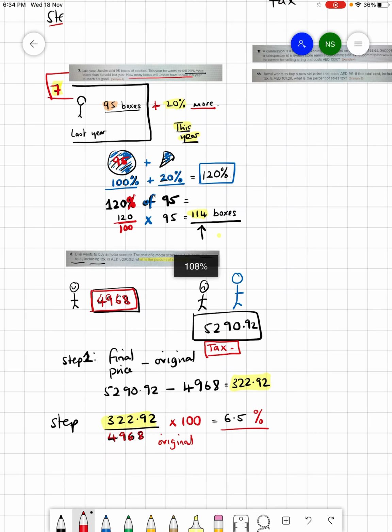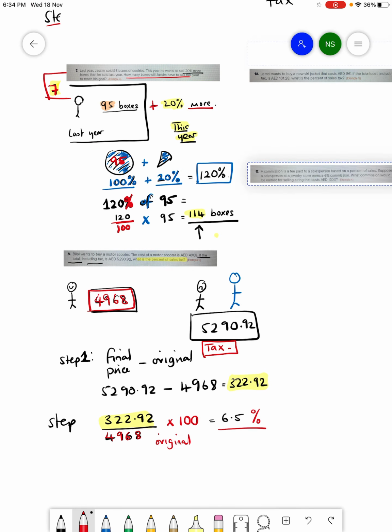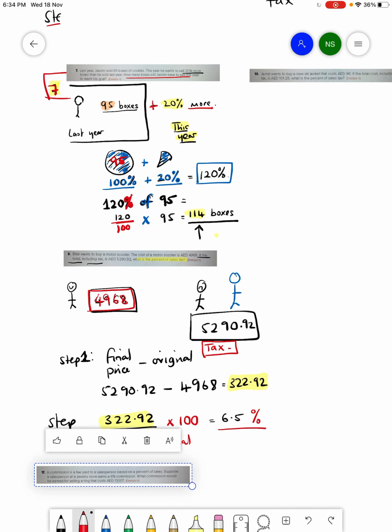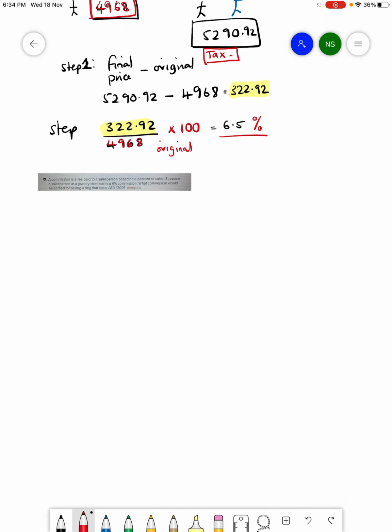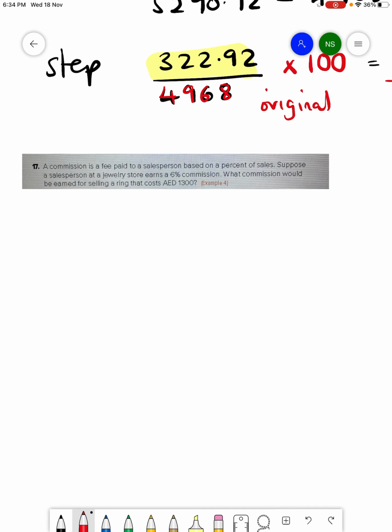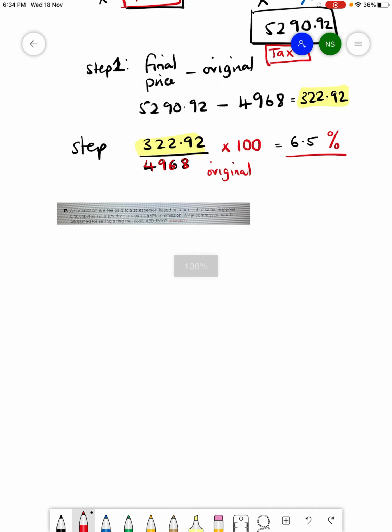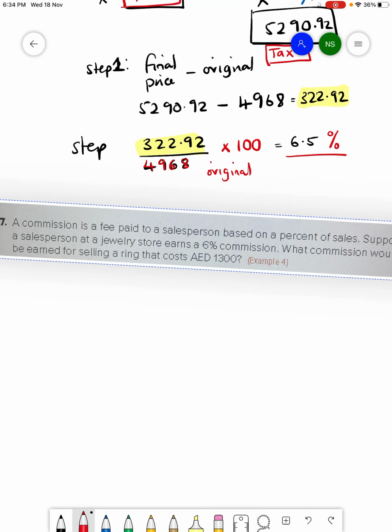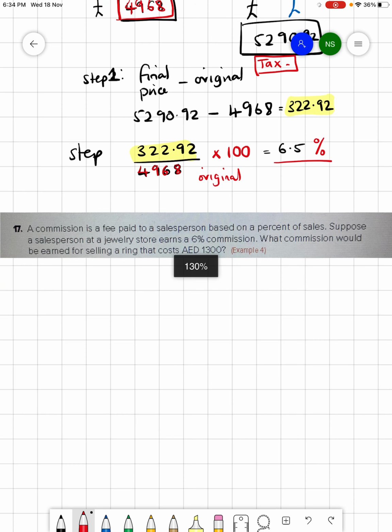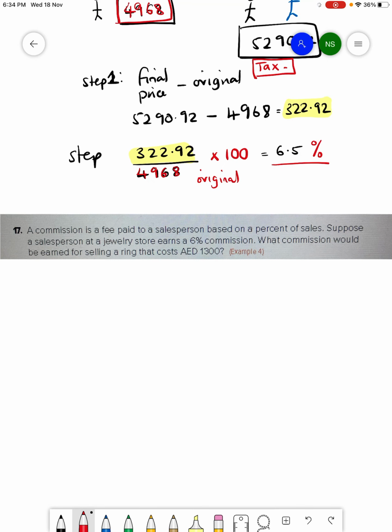Okay. Let's have a look now at question 17. So I've only chosen 4 questions from here, but they're worded questions, and they are sort of questions that you might get in the exam. So that's what I'm looking for here. Here we go. A commission is a fee paid to a salesperson based on a percentage of sales.